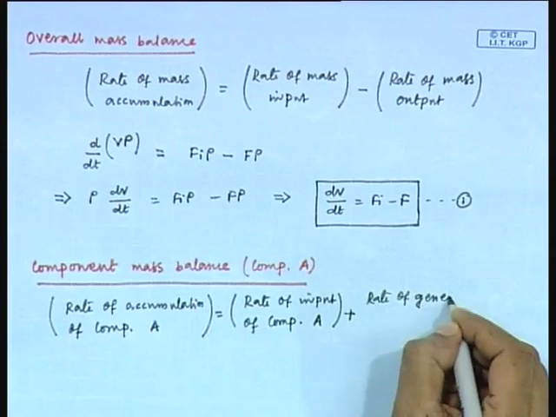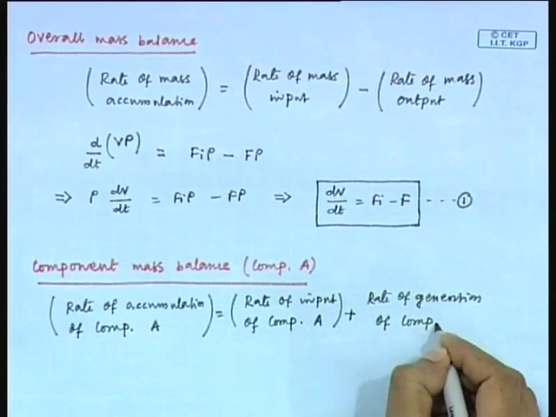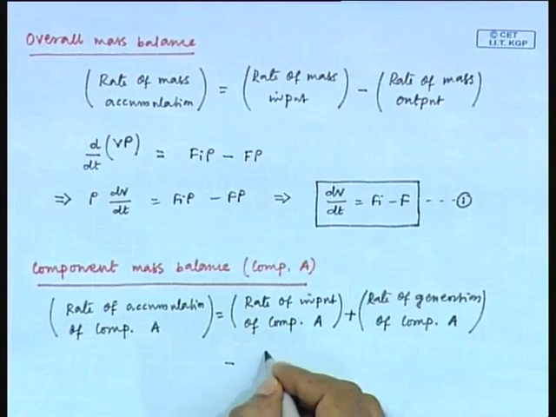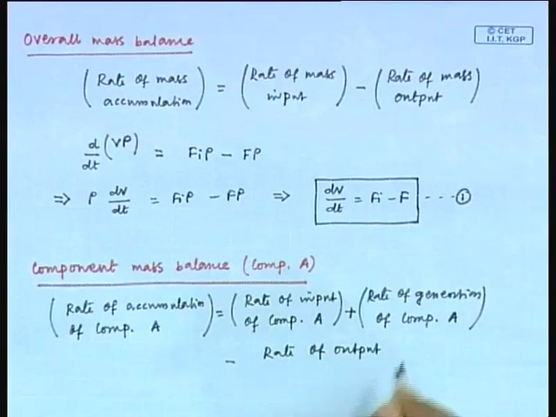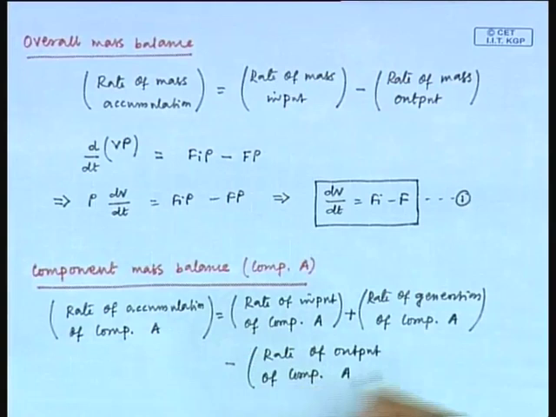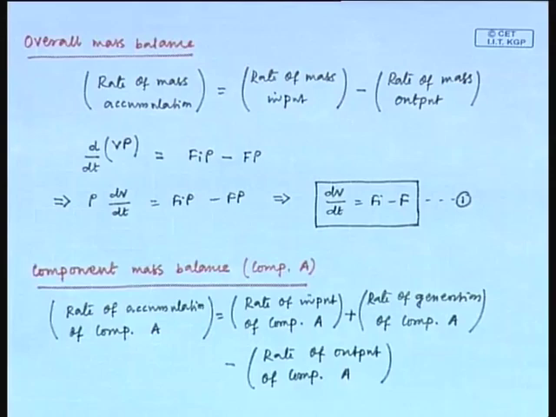minus rate of output of component A. Fine. This is the conservation principle for component mass balance. Now we have to derive all these, we have to write all these individual terms: accumulation, input, output and generation.